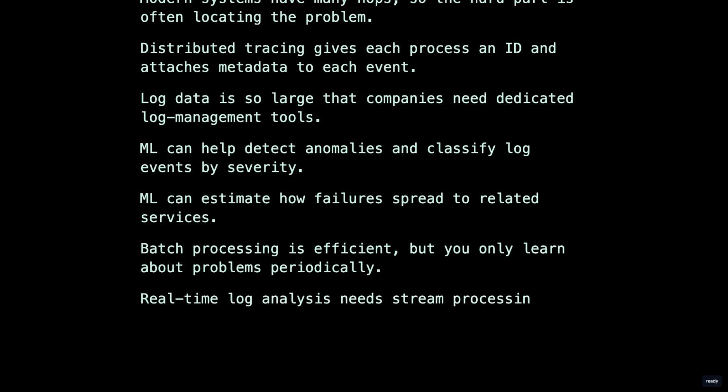When the goal is to catch anomalies as they happen, logs have to be processed as a stream. Transport systems like Kafka or Kinesis move the events immediately, and streaming SQL engines can filter or search them without waiting for a batch job.